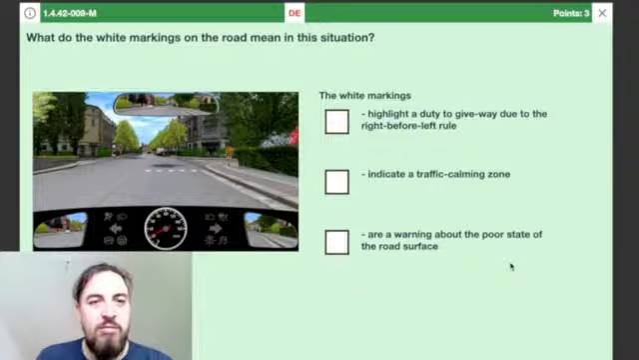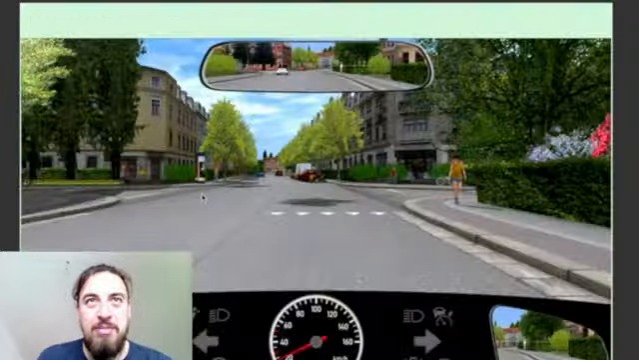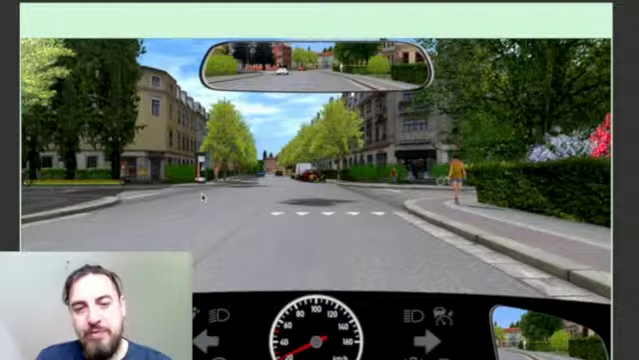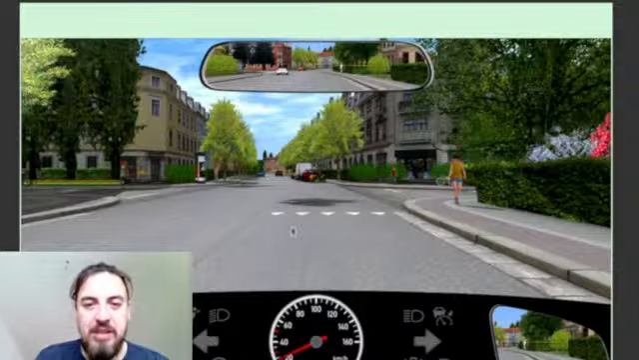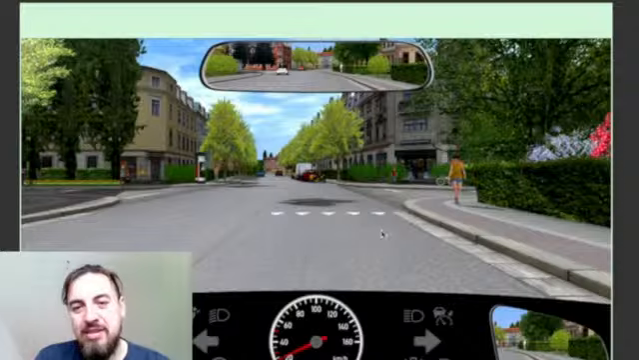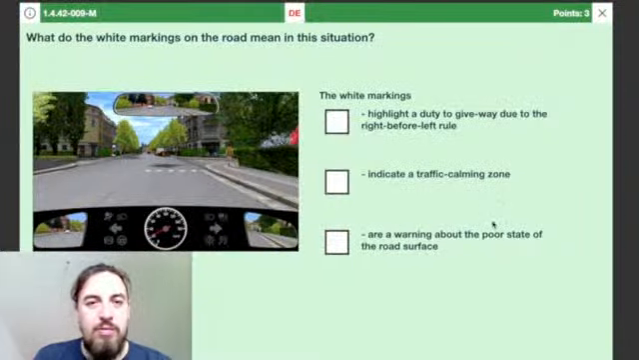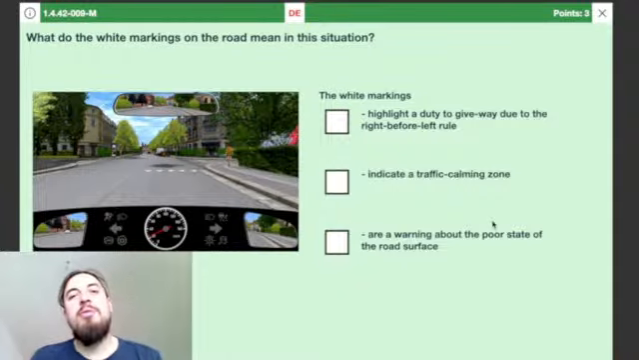What do the white markings on the road mean in this situation? Right, I will expand it a little bit. We are driving 25 kilometers per hour, getting close to this junction, and we have some triangle dots on the road. So what do the white markings on the road mean?